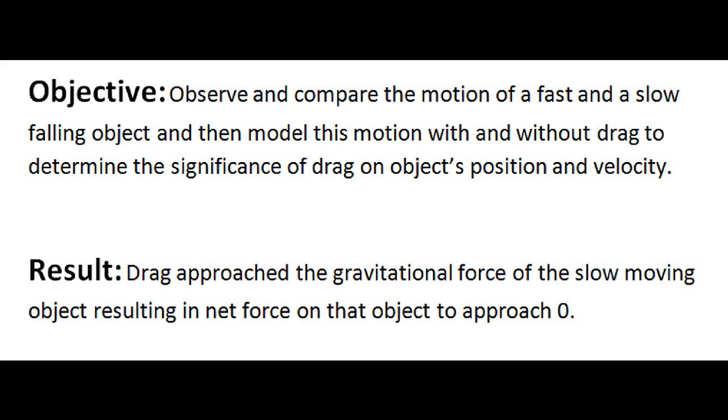For this lab, I observed two objects being dropped. One object, a cat toy, fell fast, and the other, a Christmas ribbon, fell slowly due to the force of drag. I then created models for both cases with and without drag. The results of this lab were that drag was almost negligible for the fast-moving object and approached the gravitational force on the slow-moving object.